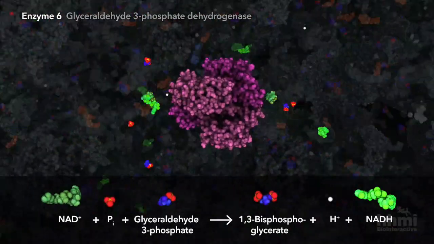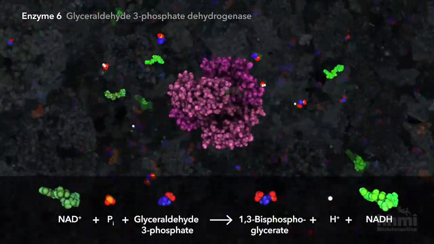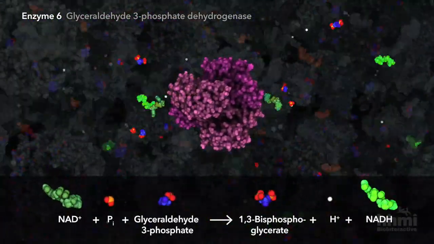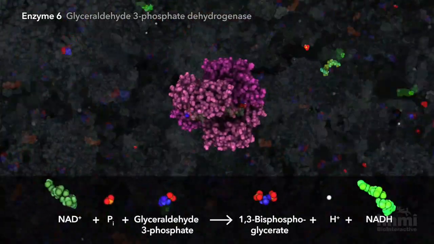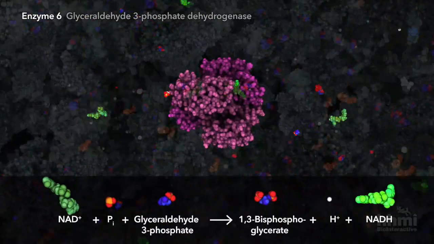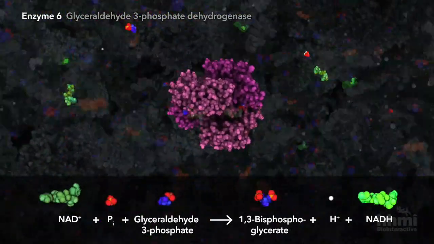The sixth enzyme adds a second phosphate to glyceraldehyde 3-phosphate, creating 1,3-bisphosphoglycerate, while 2 electrons are transferred to NAD+, which is reduced to NADH.